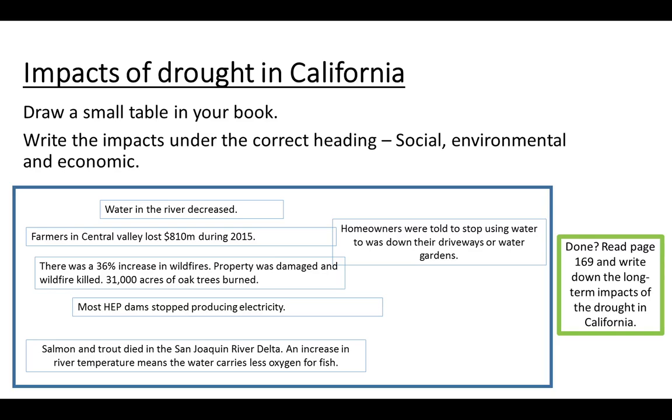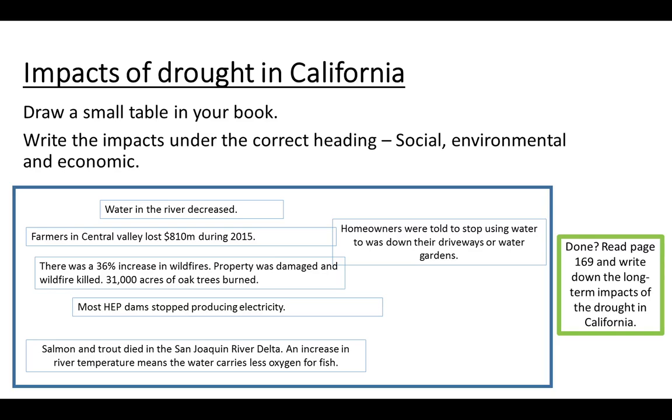Okay, well done for completing your case study. If you've missed out impacts, I'd like you to add them to your case study. Please do this in either a table or a mind map or in some way that you can code them: social, environmental and economic. Just as a quick refresh, social is anything linked to people, environmental is anything linked to nature, and economic is anything linked to money.